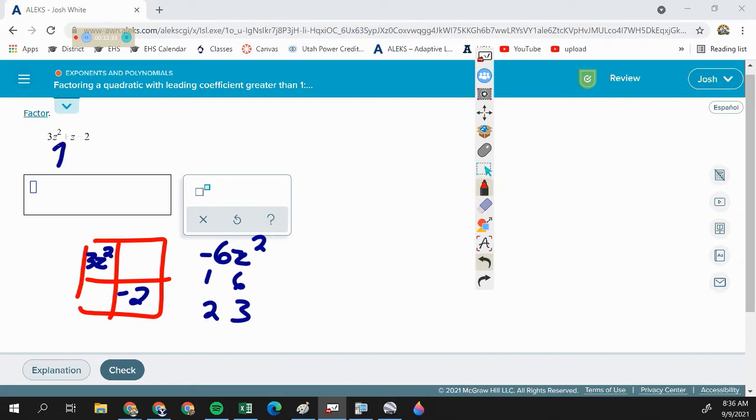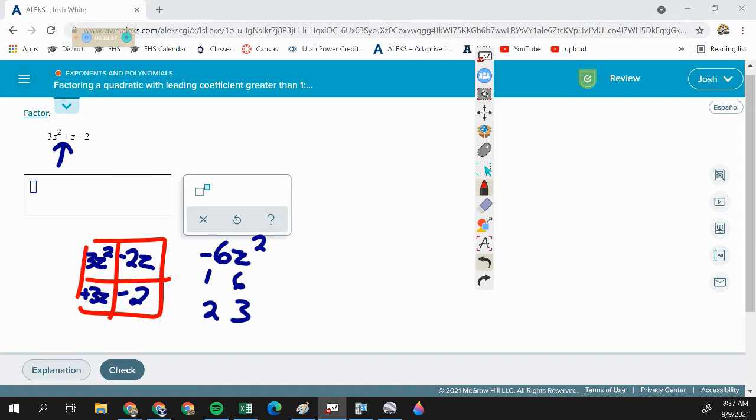And now I'm trying to build a positive 1. Can I build a positive 1 with one of those sets? 2 or negative 2 and 3. So this box would be 2z, and this box would be negative 3z. Oh, did I get that wrong? Thank you.